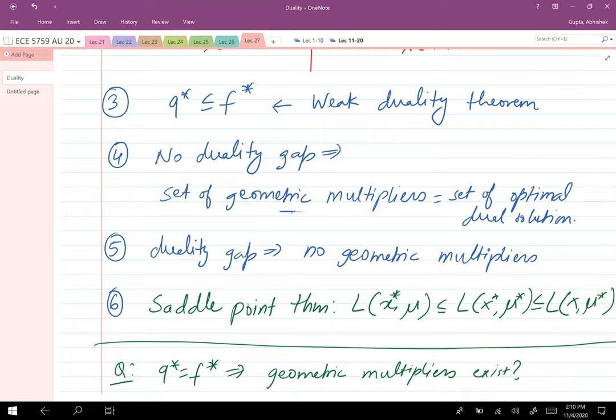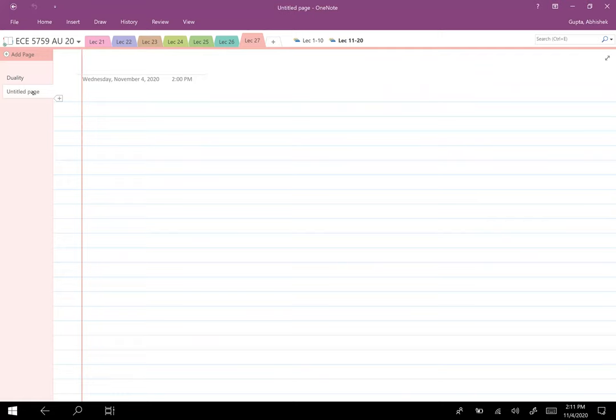Okay. So with this in mind, let's move on to situations, especially convex problems, where under certain conditions there are no duality gaps. So let's try and understand what those conditions are without proofs.